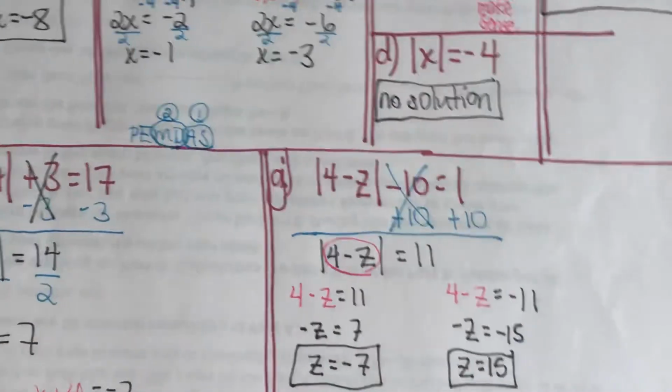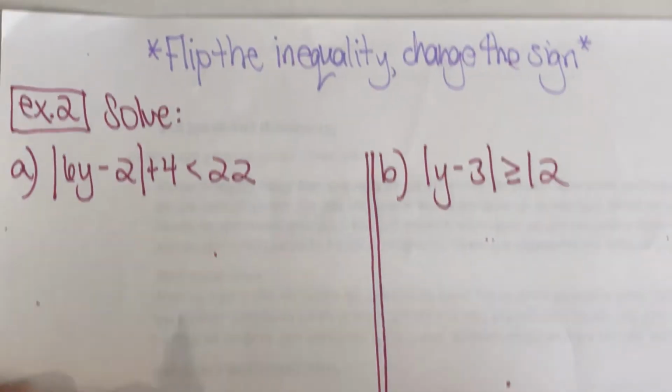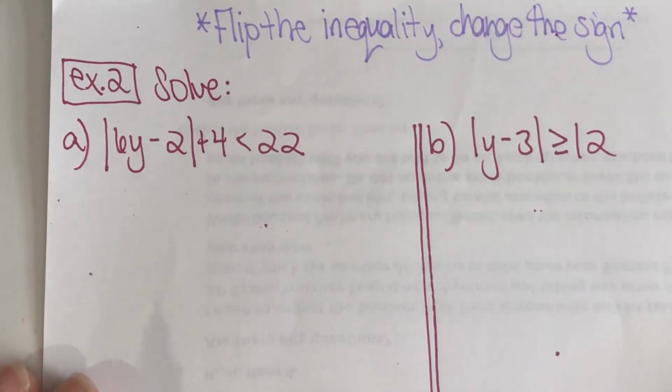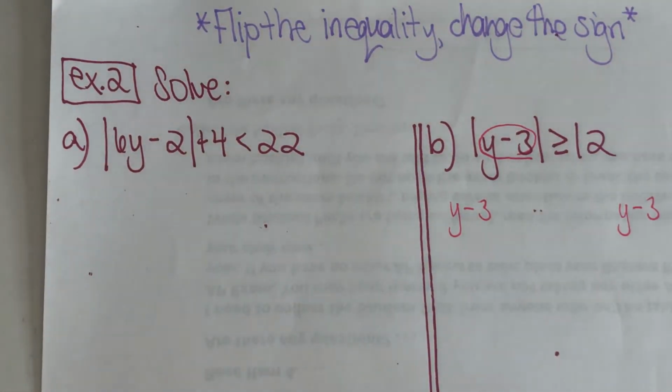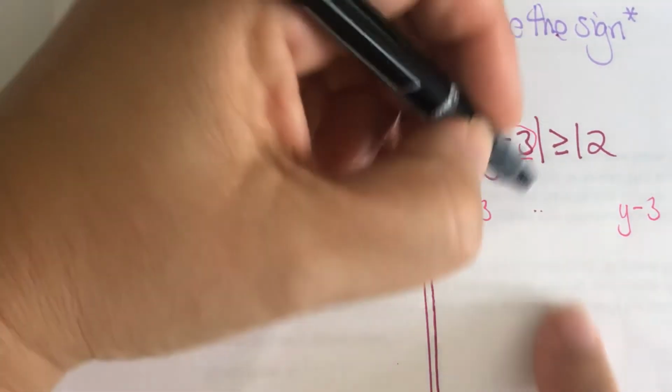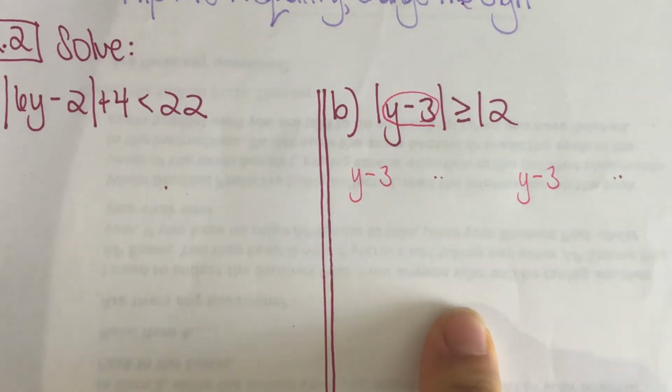All right, here's my little way to remember this. Flip the inequality, change the sign. So let's do B first. I don't know why I put them in a weird order, I apologize. So the thing that's inside, just like before, I'm gonna write it twice, okay? I actually like to put them in numerical order, so you'll see why I'm doing it this way in a second.